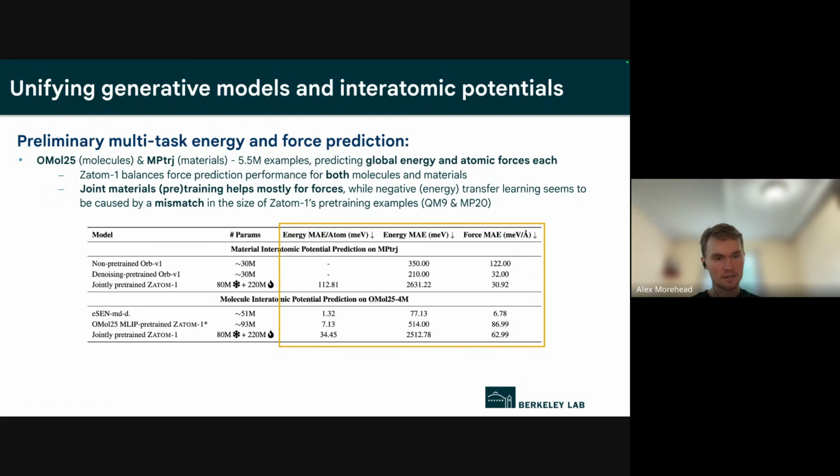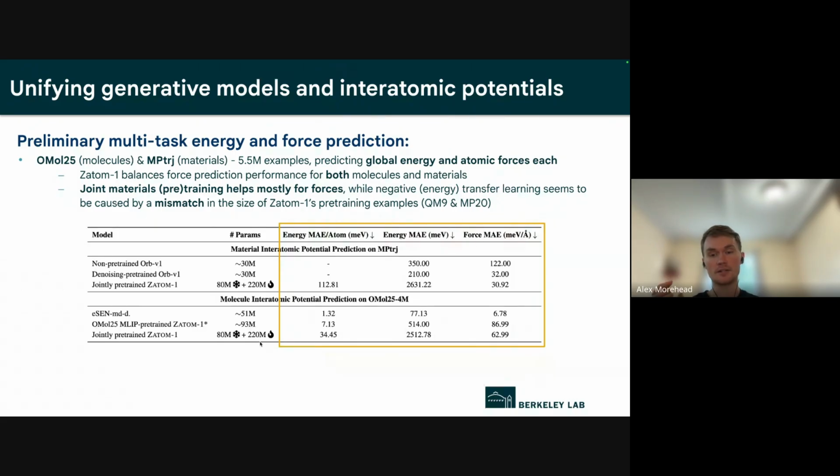Yeah, it's a great question. This isn't in the preprint as well. This is another new result, which is this middle row under the OMOL section, where if you pre-train OMOL or Zatom1 on OMOL 25 as an MLIP, meaning you pre-train the whole trunk that I described and the energy and force prediction specific heads, that's the 93 million parameter baseline.